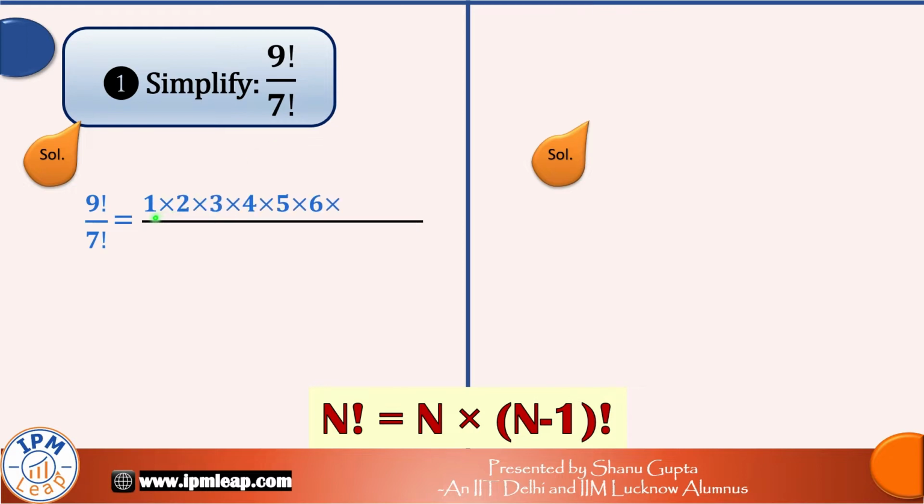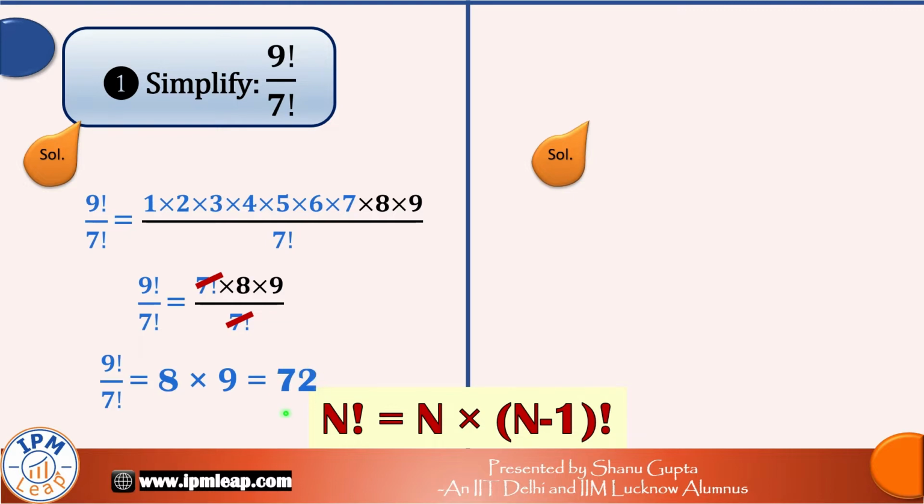Because when we multiply numbers from 1 to 9, we have to first multiply numbers from 1 to 7, which is 7 factorial, and then multiply this 7 factorial with 8 and 9. 9 factorial is equal to 7 factorial into 8 into 9, and we can cancel 7 factorial in the numerator and denominator. So our answer is simply 8 into 9, that is 72.